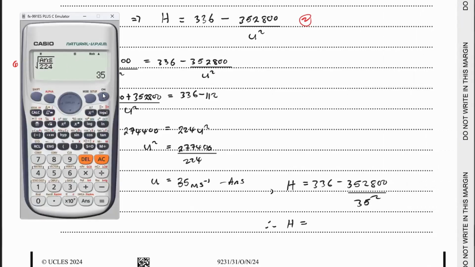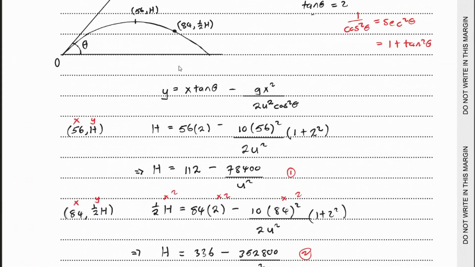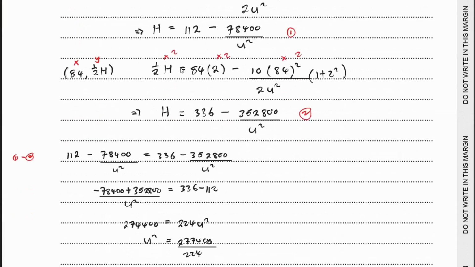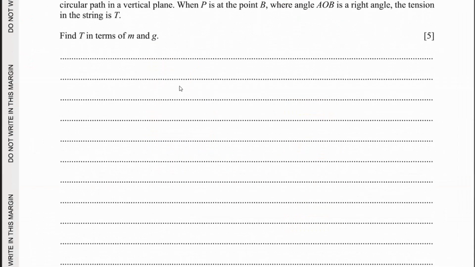All right, so then this gives us 48. So 48 meters is the value of H. H is like the height, right? I'll take that to be like the maximum height. So that's the answer here. So we got our answers, U is 35 meters per second, and H is 48 meters. Okay, let's move on to the next question.